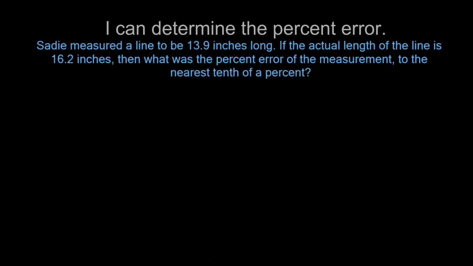So it says Sadie measured a line to be 13.9 inches long. If the actual length of the line is 16.2 inches, then what was the percent error of the measurement to the nearest tenth of a percent?